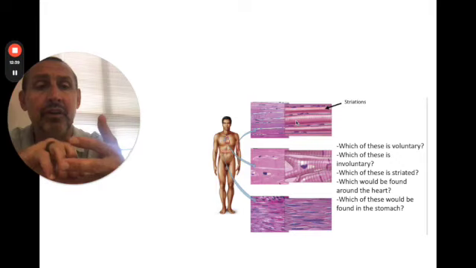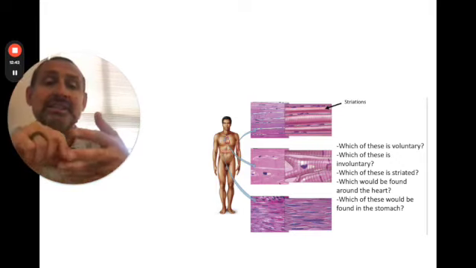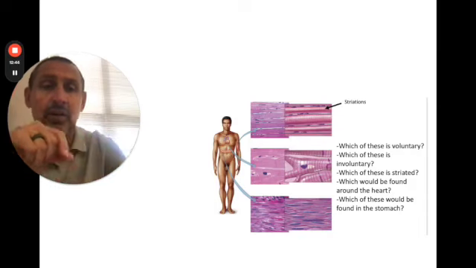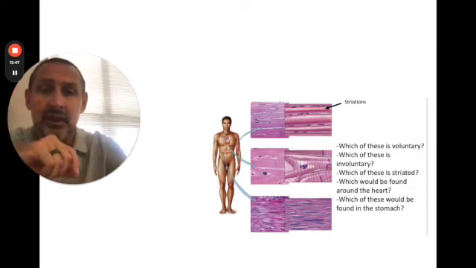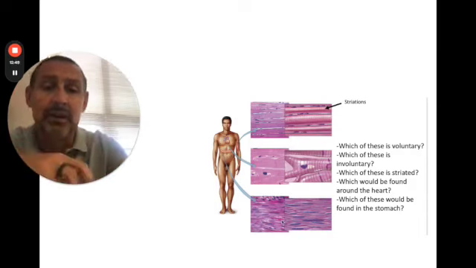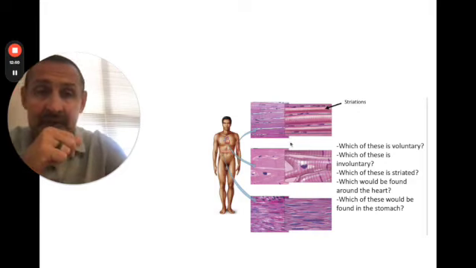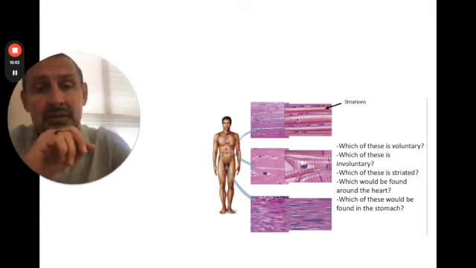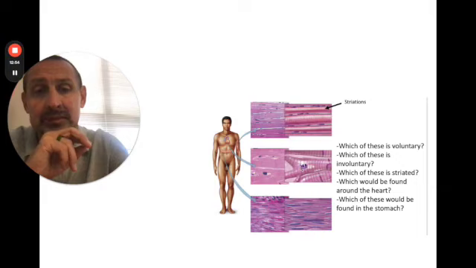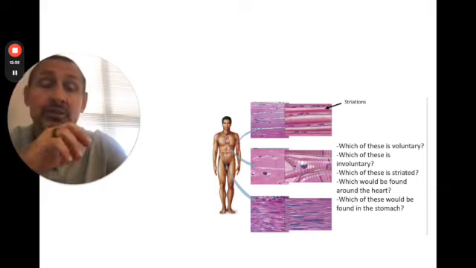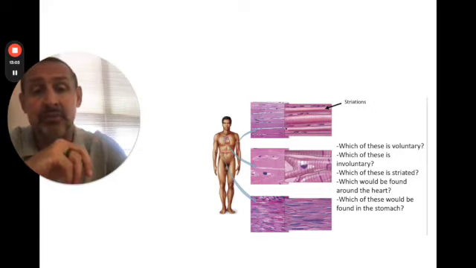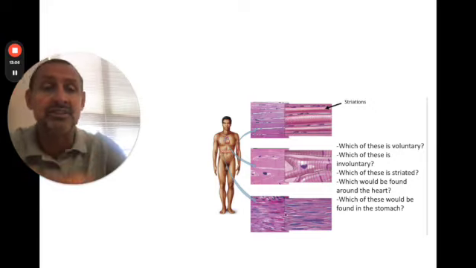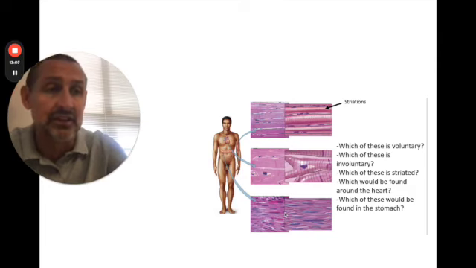Cardiac muscle and voluntary skeletal muscle have stripes. Skeletal muscle is voluntary, but cardiac muscle and smooth muscle cannot be controlled. They are involuntary. Skeletal muscle has striations. Cardiac muscle has striations, but not smooth muscle. Cardiac muscle is only found around the heart. Skeletal muscle is attached to bone. Smooth muscle lines your interior organs, like your stomach.